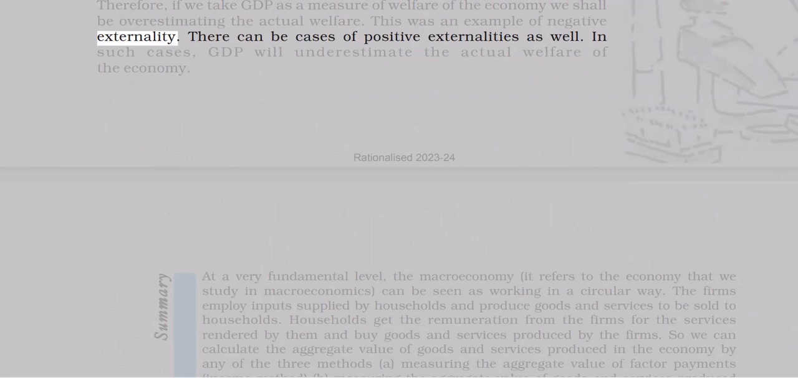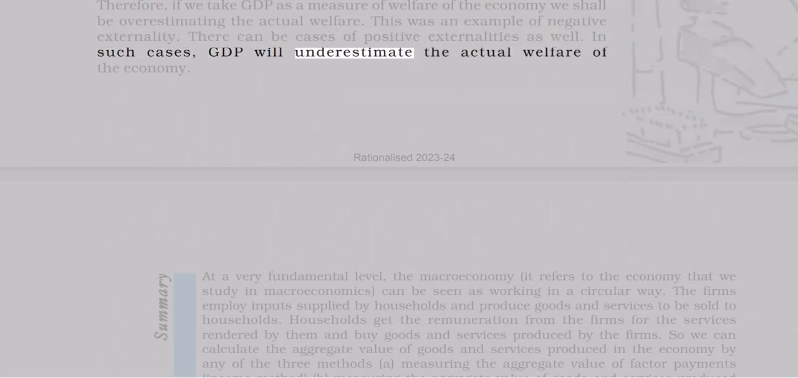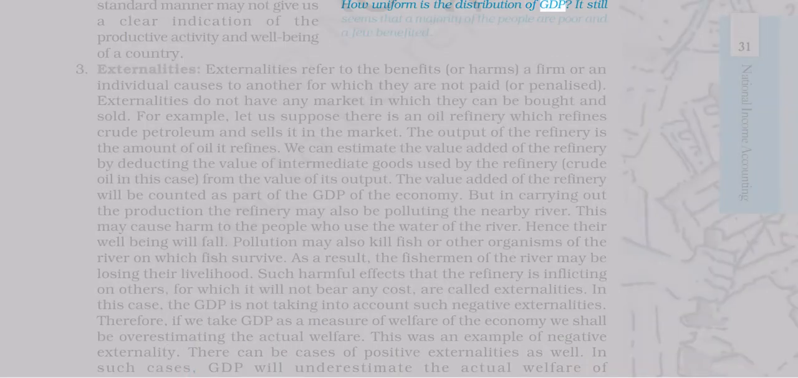This was an example of negative externality. There can be cases of positive externalities as well. In such cases, GDP will underestimate the actual welfare of the economy. How uniform is the distribution of GDP? It still seems that a majority of the people are poor and a few benefited.